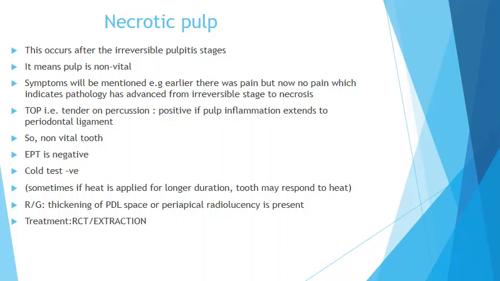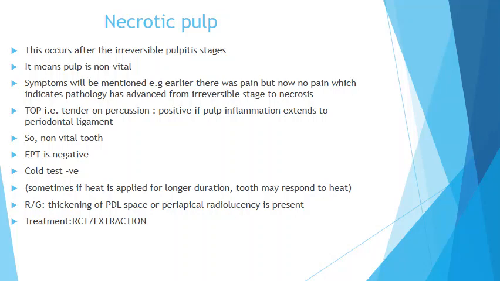The symptoms, what will be the symptoms? Symptoms will be mentioned. For example, you will see in the case history it is given there was pain initially, but now there is no pain, which indicates pathology has advanced from the irreversible stage to necrosis. When you do TOP, that is the percussion test, it will be tender. When will it be tender? If the inflammation from the pulp has extended to the periodontal ligament. EPT will be negative, cold test will be negative. That means vitality tests are negative, which we have discussed.